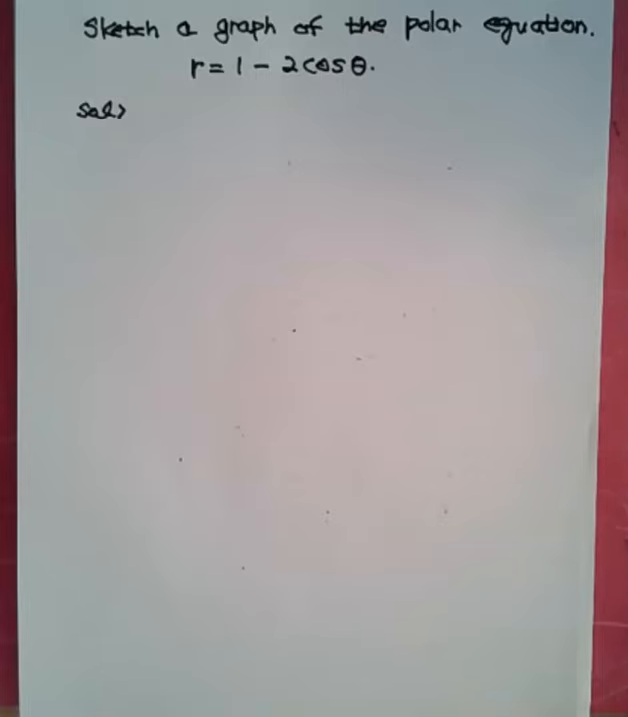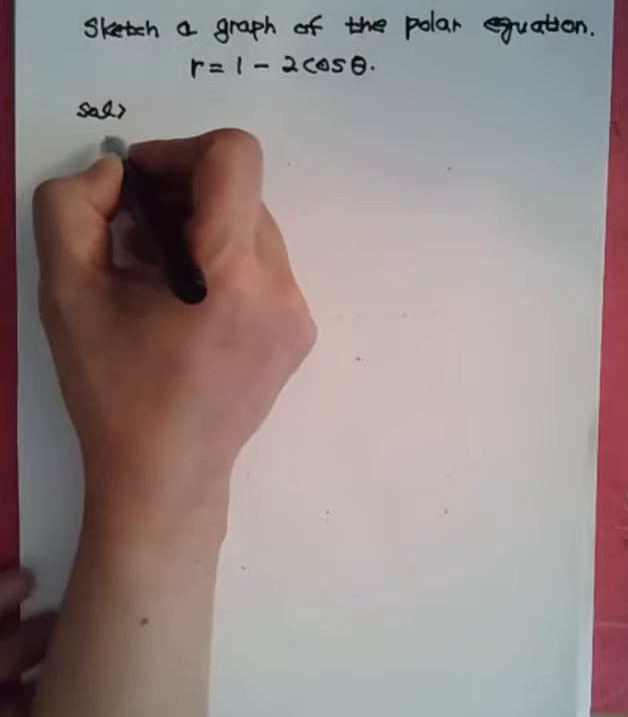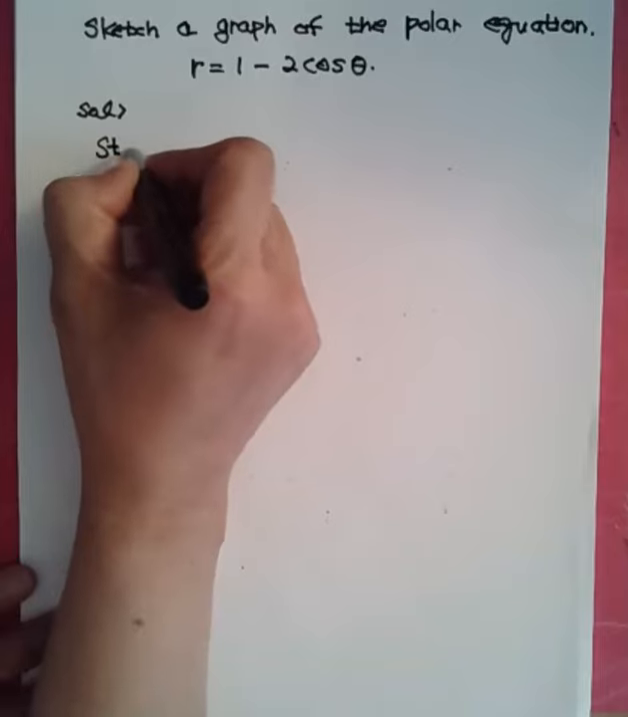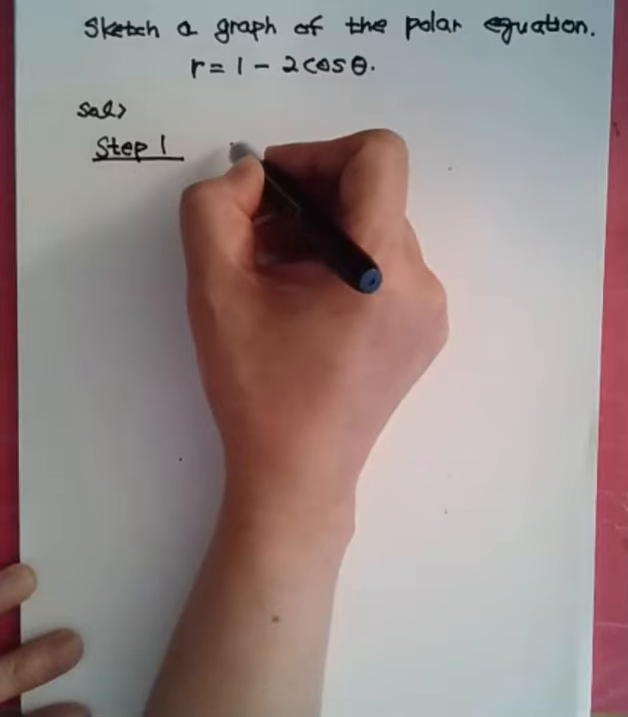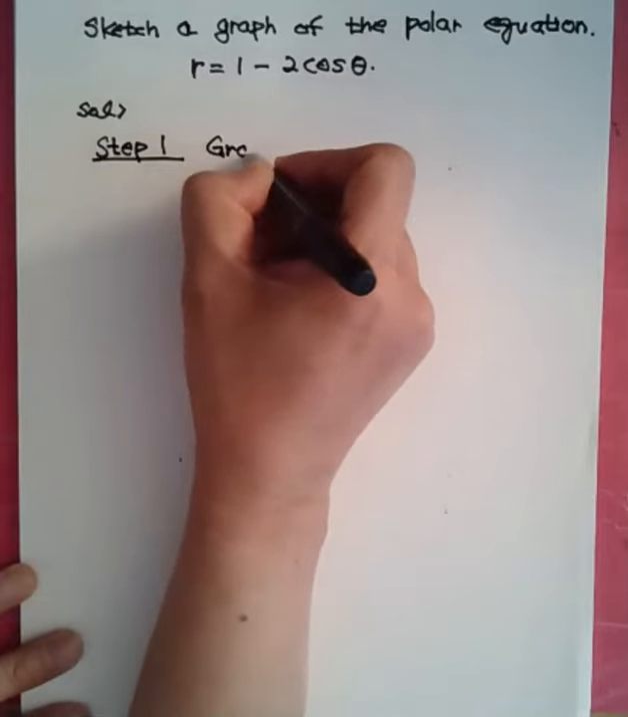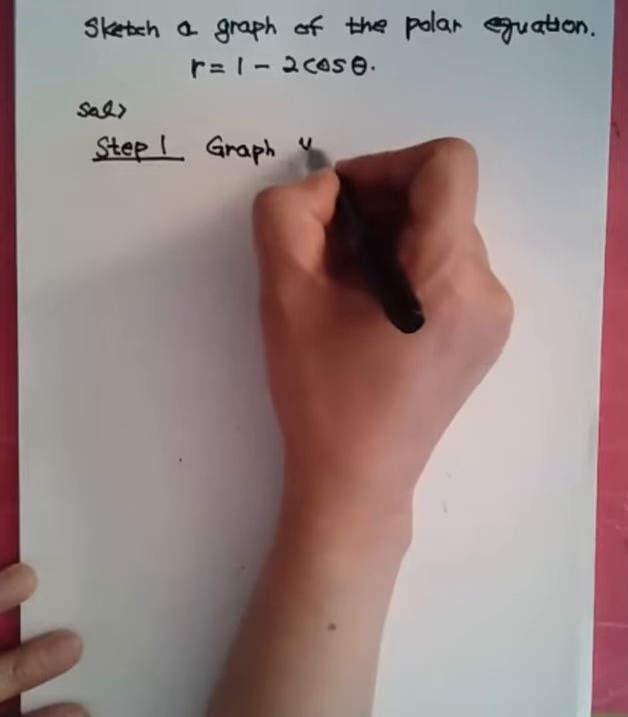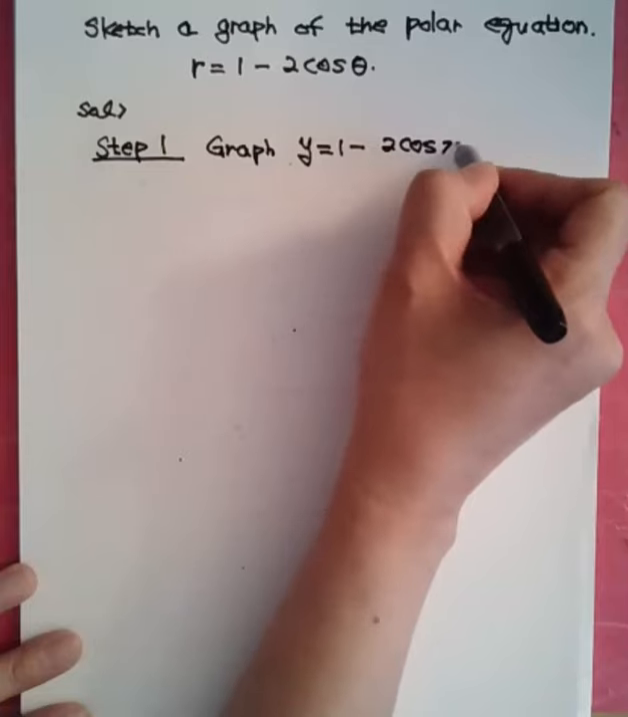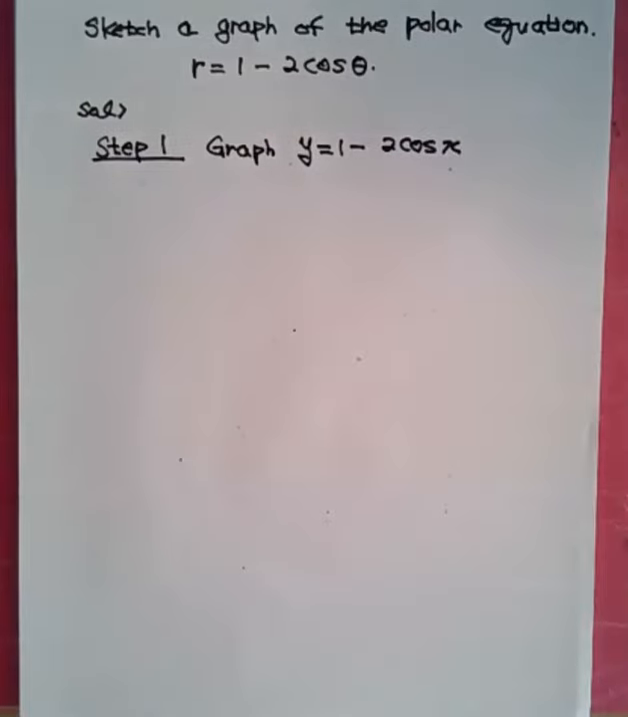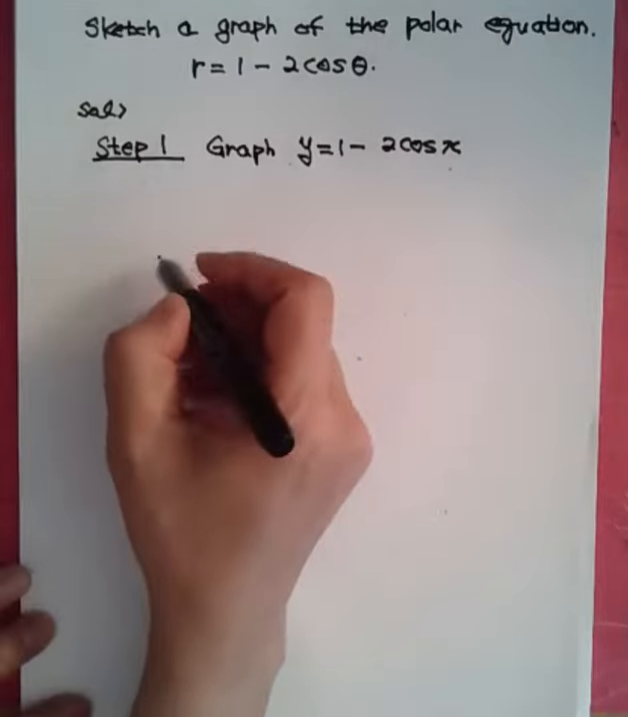In this problem, we want to sketch a graph of the polar equation r equals 1 minus 2 cosine of theta. Before we do that, we have to sketch the graph of y equals 1 minus 2 cosine of x. Let's analyze the given equation.